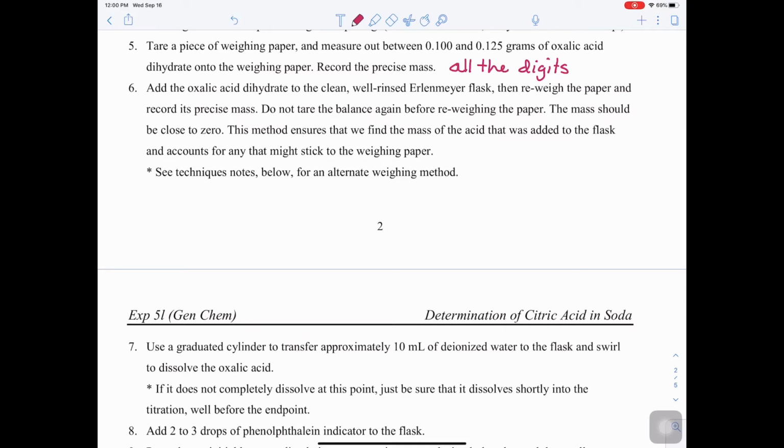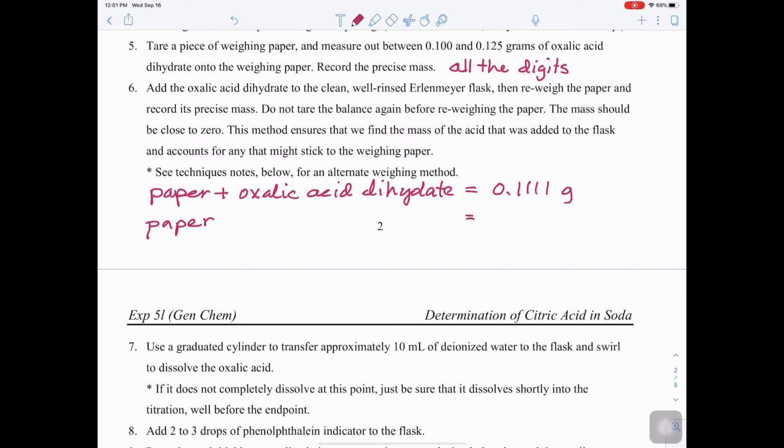So when we're determining masses by difference, it can be helpful to look at the words. We're weighing the paper plus the oxalic acid dihydrate. And then afterwards, we're weighing just the paper. Let's pretend that this was 0.1111 grams, and afterwards, the paper was 0.0001 grams.